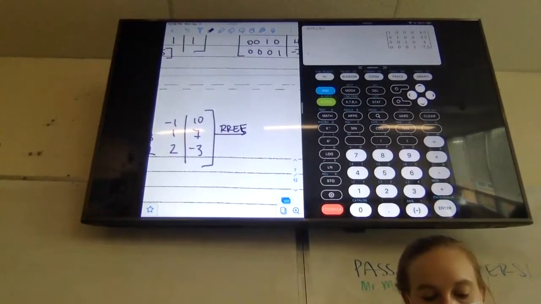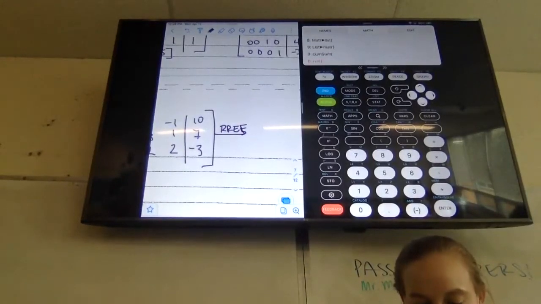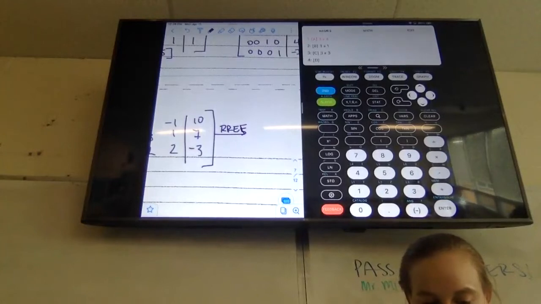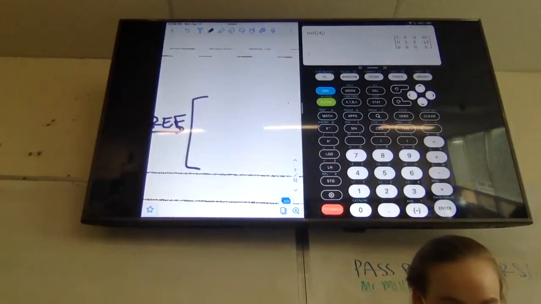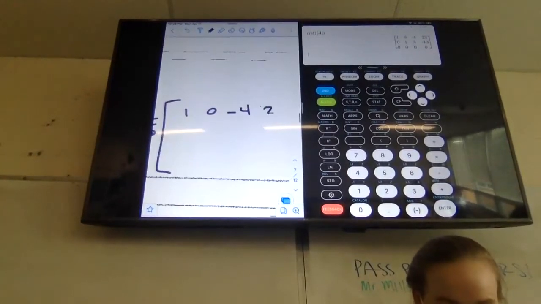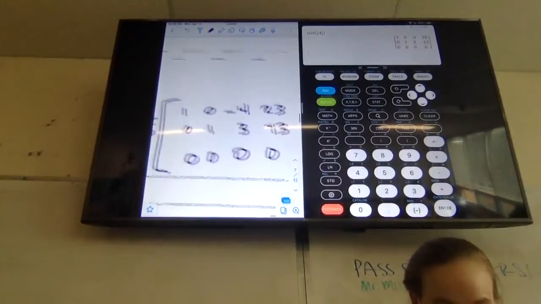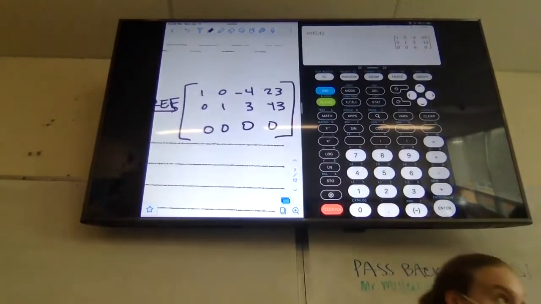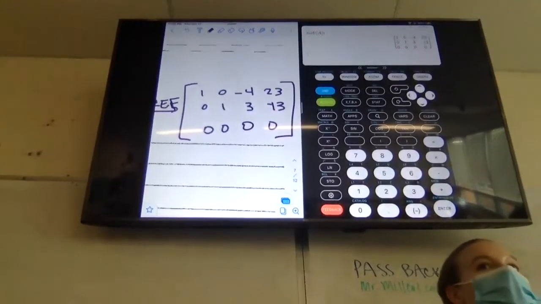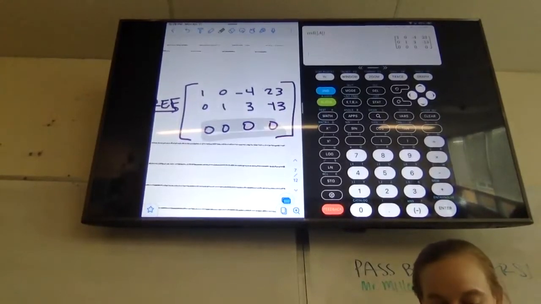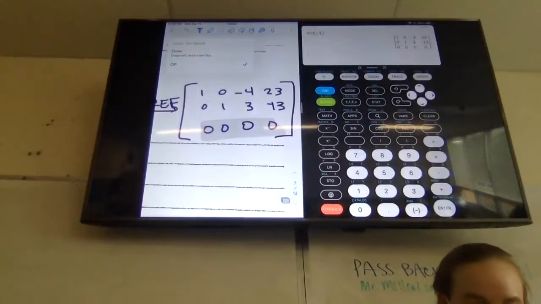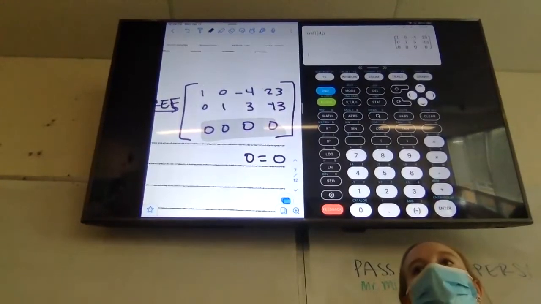All right, once you've entered your augmented matrix in, go ahead and press RREF, and then we will see what happened. How come there's not a one diagonal? Great question. This is my special case. Did everybody get all zeros in the bottom row? That means that instead of having an equation that's z equals something, this instead says that 0 equals 0. Is that a true statement?